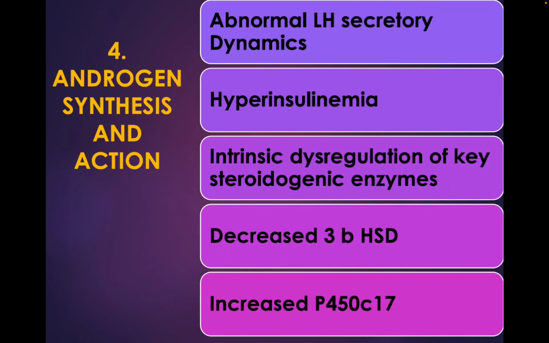Okay, so the fourth and last pathophysiology is androgen synthesis and action. There are abnormal LH secretory dynamics. As we already told, again I'm repeating, there will be abnormally increased LH pulse frequency and amplitude, and the LH which is being produced is more bioactive. Then there is hyperinsulinemia that leads to increased androgen, as we already explained: increased IGF and decreased IGF binding protein leading to hyperandrogenemia. There is intrinsic dysregulation of key steroidogenic enzymes. Already I have explained, there is increased 17,20 lyase activity, which in turn produces more DHEA, more androstenedione and more testosterone. There is decreased 3-beta hydroxysteroid dehydrogenase and increased 17-hydroxylase.